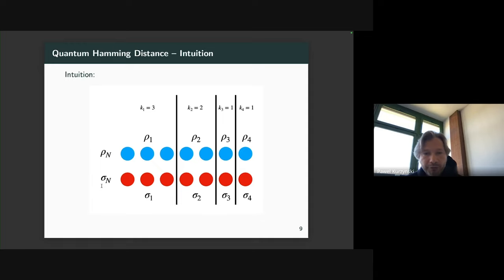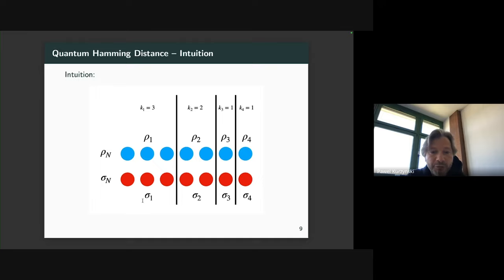Now, their idea is the following. First, you introduce some partition of your system. And of course, there are many possible partitions. So in fact, they consider all possible partitions and maximize over all these partitions. And what is maximized? I'm going to talk about it right now. This is an example partition. For example, we divide it into four parts. The fourth part consists only of one element, the third part of one element, the second part consists of two elements, and the first part consists of three elements. And each part is now described by the corresponding reduced density matrix. In the case of the first preparation, it's rho one, rho two, rho three, and rho four.